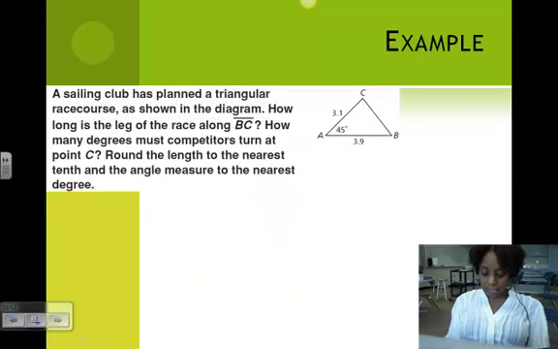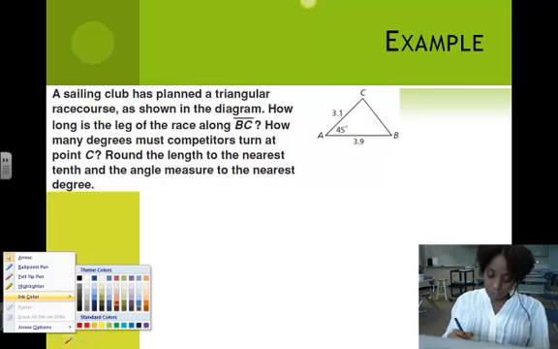All right, here's our last example, I believe, is an application problem. So we have the drawing here. It says a sailing club has planned a triangular race course as shown in the diagram. How long is the leg of the race alongside BC? So we're looking for this side here. And then how many degrees must competitors turn at point C? So we're also looking for this angle.